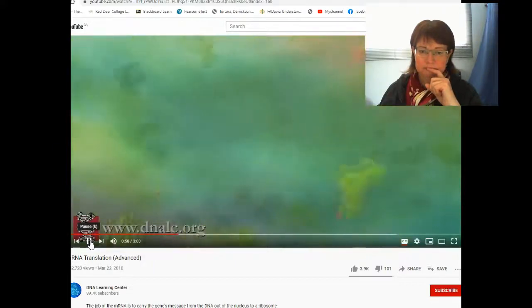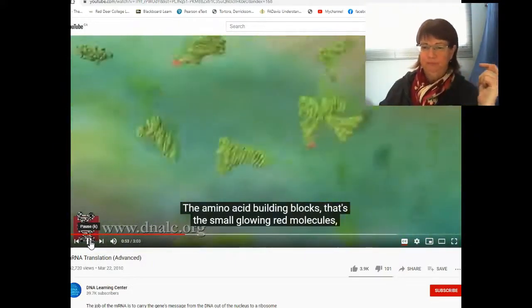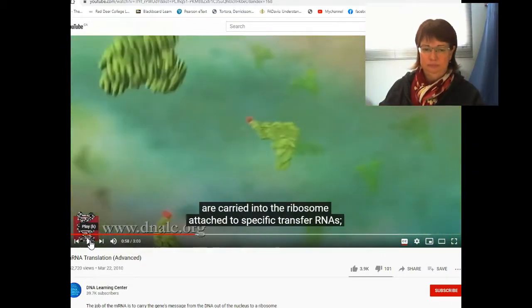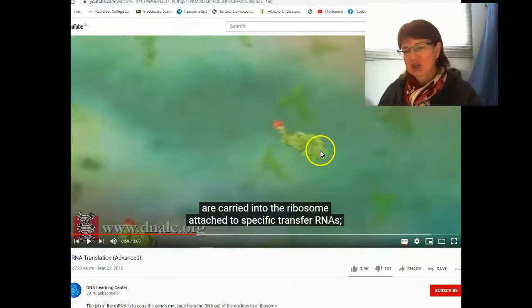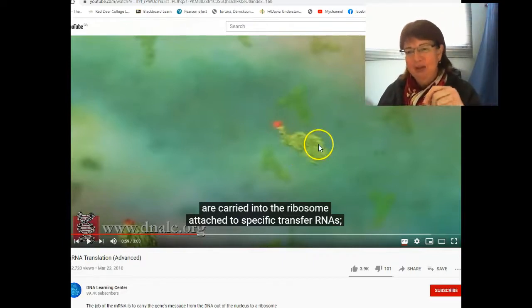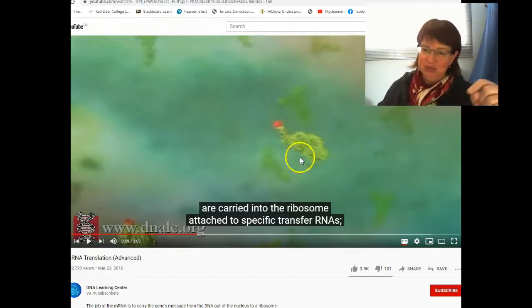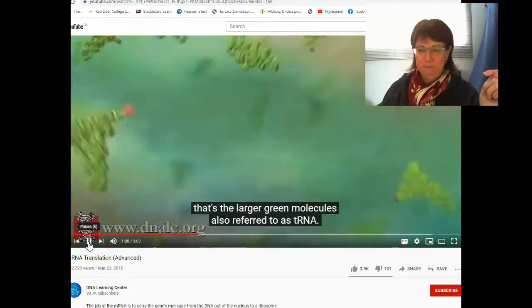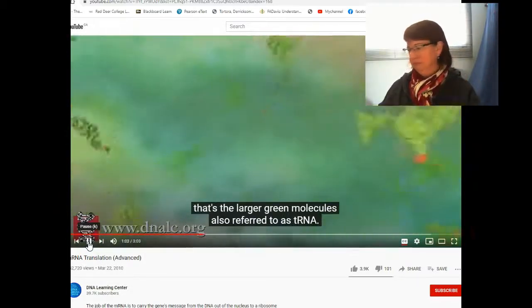The amino acid building blocks, that's the small glowing red molecules, are carried into the ribosome attached to specific transfer RNAs. Okay, so if we look at the transfer RNAs, you've got the little red dot, which is where the amino acid is, and then the transfer RNA is what transfers the amino acid and matches it up with the 3-letter code. But on this one, the 3-letter code is the matching code, so this is called the anticodon. And the whole thing is called a transfer RNA. That's the larger green molecules, also referred to as tRNA.